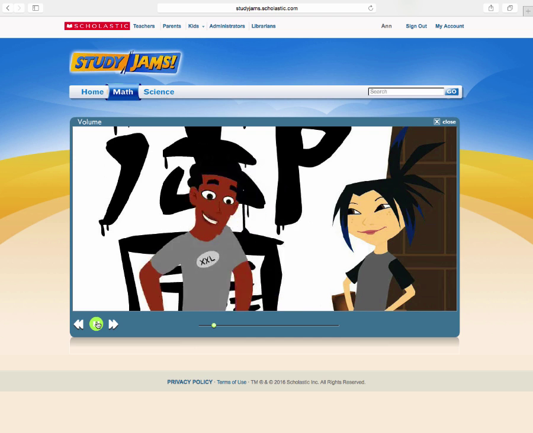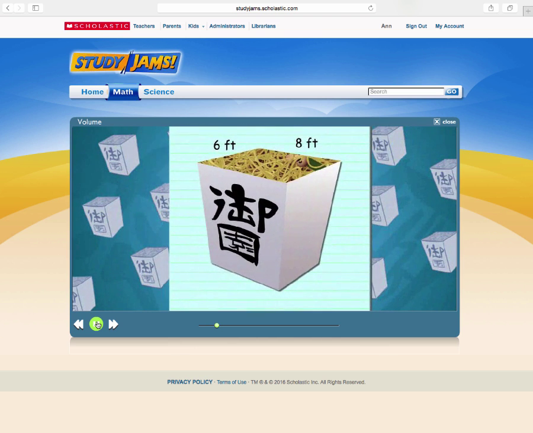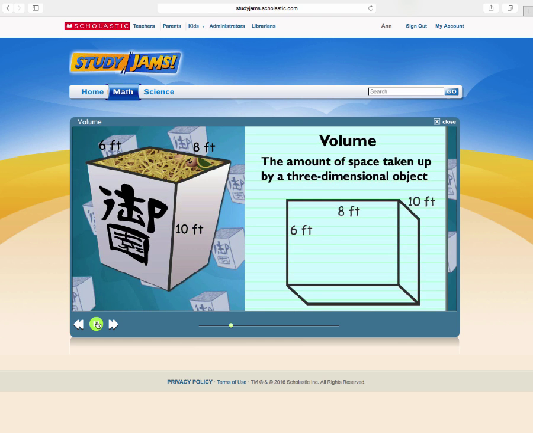Good question. Since it's my job to figure out how much we need, I know the container's 8 feet long and 6 feet wide, so I figured out that the area is 48 square feet. Well, area's fine when you have a flat surface, but that box has 3 dimensions: length, width, and height. So let's add the rest of the box to your drawing. Okay, how tall is it? 10 feet. Great. Now we can figure out the volume, the amount of space taken up by the whole box.